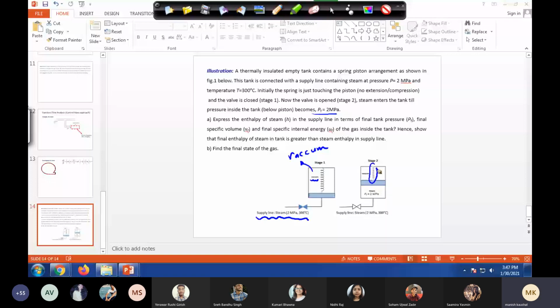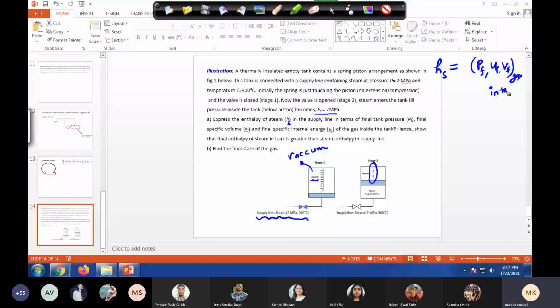So question has been asked. Express the enthalpy of the steam in the supply line in terms of final pressure, final specific volume, and final specific internal energy of the gas inside the tank. So you have to express, say, HS in terms of PF, UF, VF of gas in tank. That has been asked. What is the relation between them?